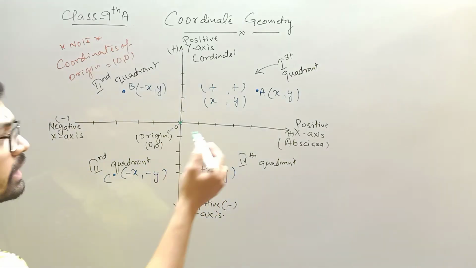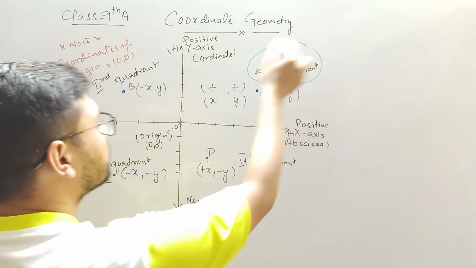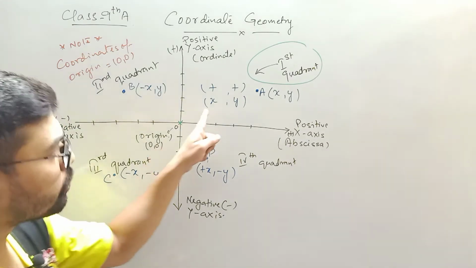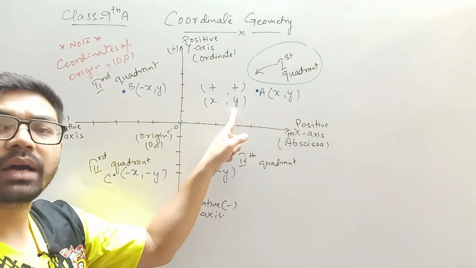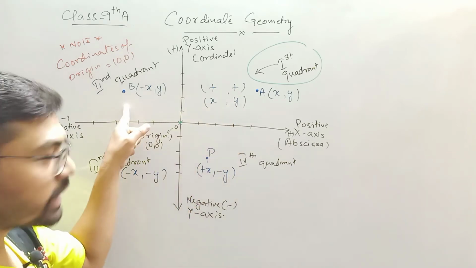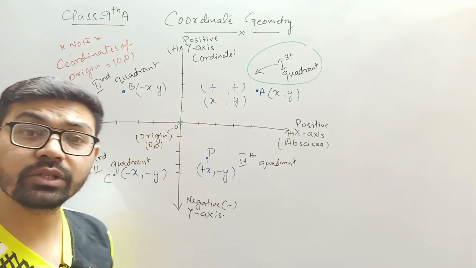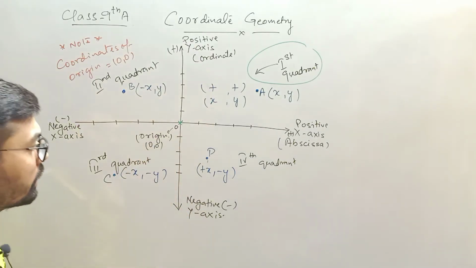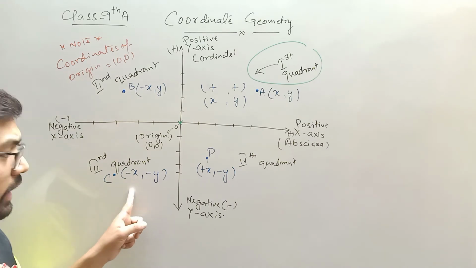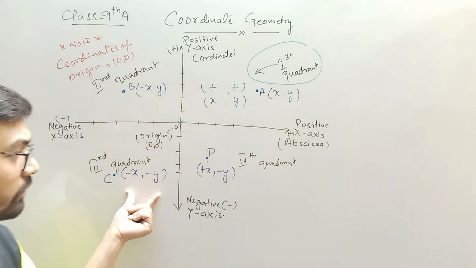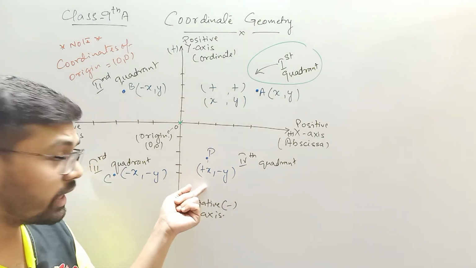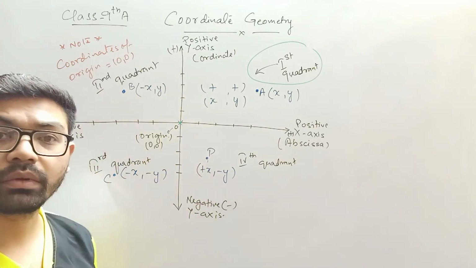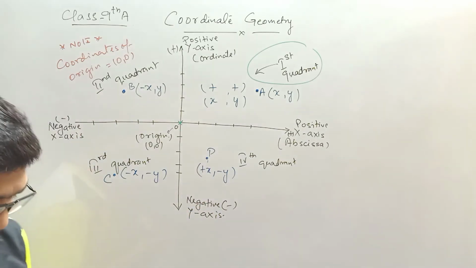Then I explained to you, this is the first quadrant, this is the second quadrant, this is the third quadrant, and this is the fourth quadrant. In the first quadrant, both x and y are positive. In the second quadrant, x is negative but y is positive. Similarly, in the third quadrant, both x and y are negative. But in the fourth quadrant, I have x positive but y negative. Right? Note it down first.